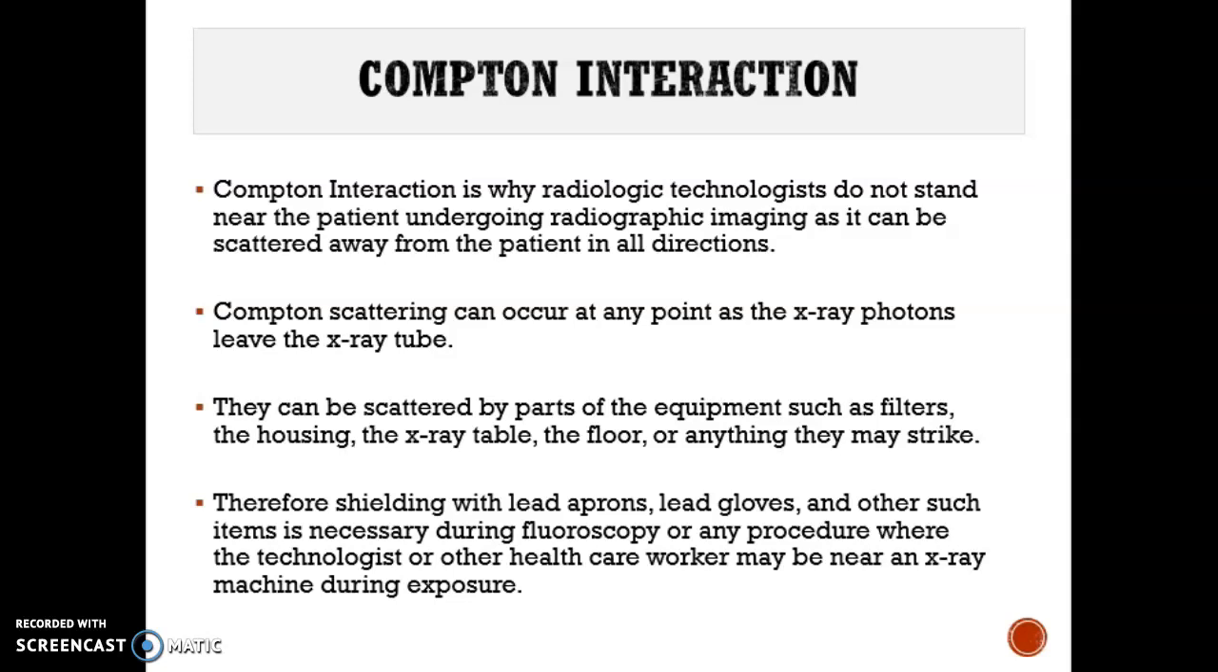Compton scattering can occur at any point as the X-ray photons leave the X-ray tube. So they can be scattered by parts of the equipment, such as the filters, the X-ray tube housing, the table, the floor, anything that these rays may strike. Shielding is therefore of utmost importance. Shielding with lead aprons and gloves, especially for us as technologists working with a patient.